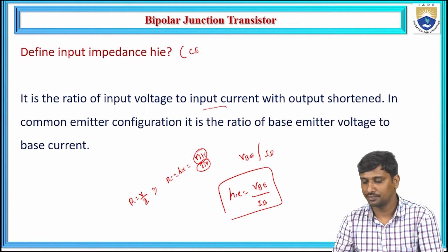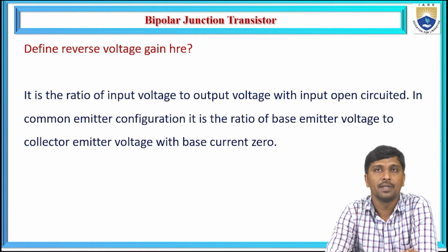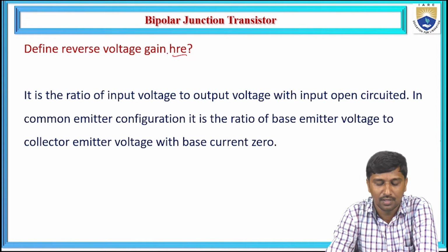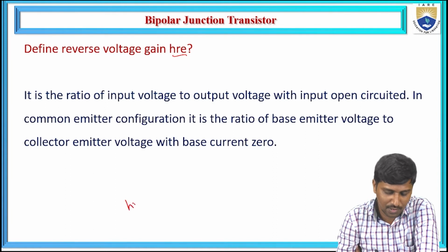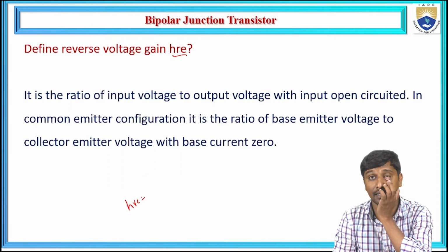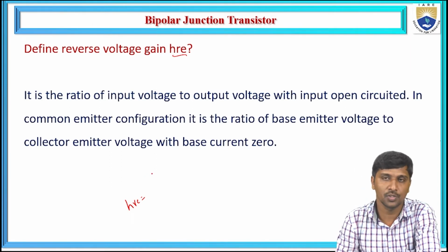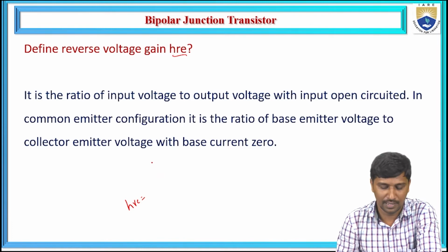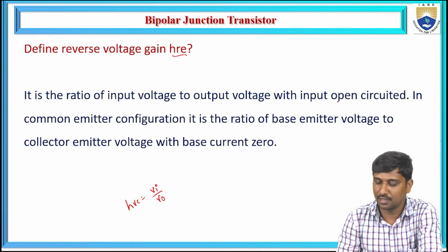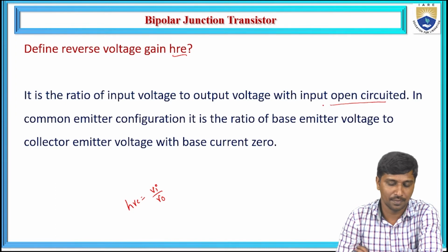Now similar to that, we need to define the reverse voltage gain in a common emitter configuration, that is HRE. Reverse voltage gain means it is the reciprocal of the voltage gain. Generally the voltage gain is defined as the ratio of output parameter to input parameter, so this is the ratio of input voltage to output voltage when the input port is open circuited.